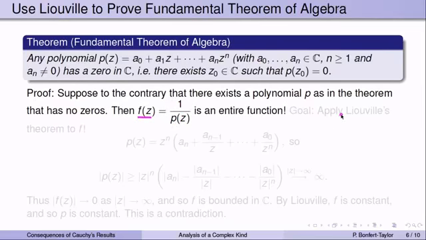Our goal is to apply Liouville's theorem to f, so we want to show that f is a bounded entire function, thereby using Liouville's theorem making f a constant function, and then we can conclude that p also must be constant. So how do we do that? We want to show that f of z is bounded, so we want to show f of z is bounded above by some constant M.